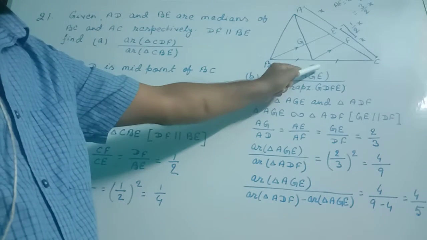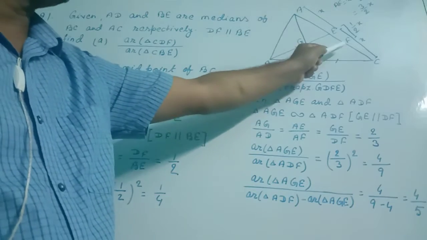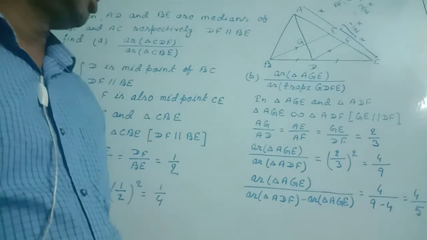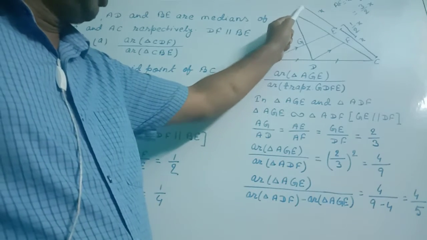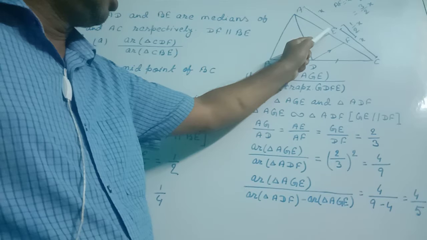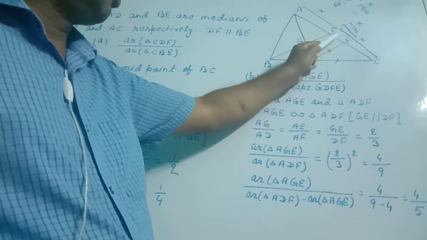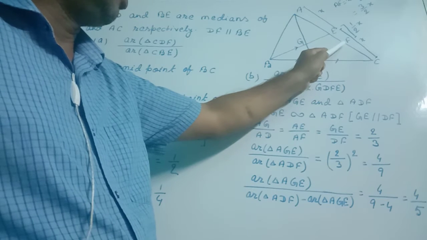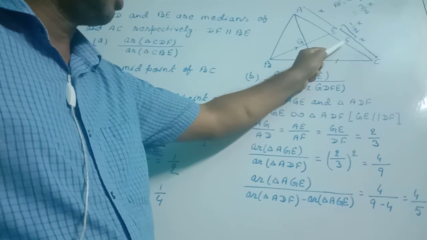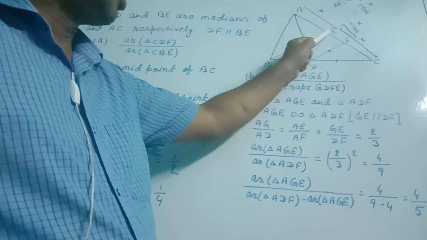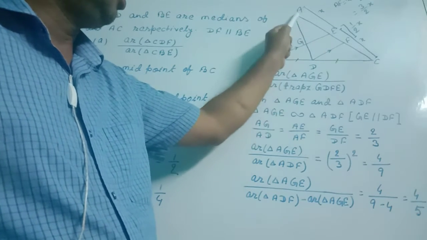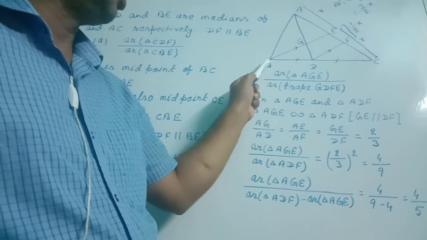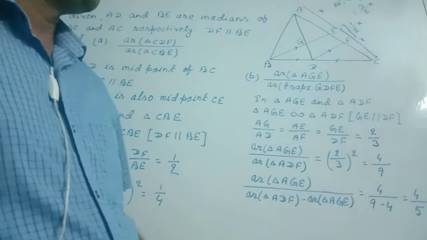AG by AD equal to AE by AF equal to GE by DF equal to x by x plus 1 by 2x. This is x and this is 1 by 2x. Why is it 1 by 2x? This is x and this is also x. AE is x and CE is x because E is the midpoint, and for that we say the reason BE is the median on AC.